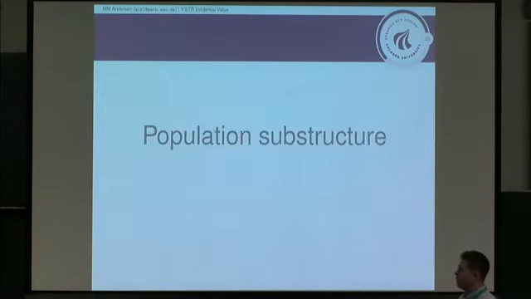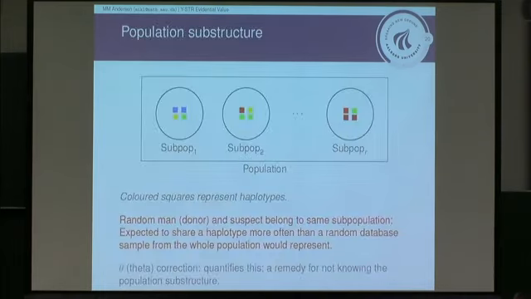Okay, so that was the part about trying to compare the different estimators. Now I'm going to talk about population substructure. Martin did a bit about it yesterday. I'll try to do it from the Y chromosome perspective.